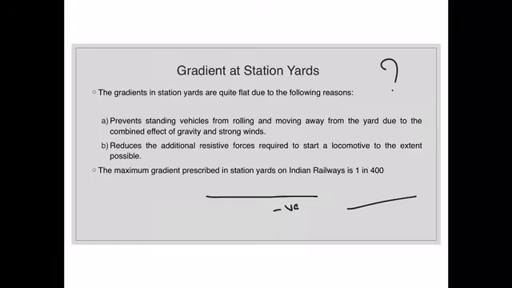That may lead to additional fuel consumption. So to avoid trains moving away from the yard, and also to avoid unnecessary waste of energy while starting the engine, we have to keep the gradients at the station yard as flat as possible. The maximum prescribed gradient at a railway station yard is 1 in 400. Preferably, whenever possible, you should provide the slope as 1 in 1000. If it is not at all possible to provide this gradient, you may provide a gradient up to 1 in 400 at the station.